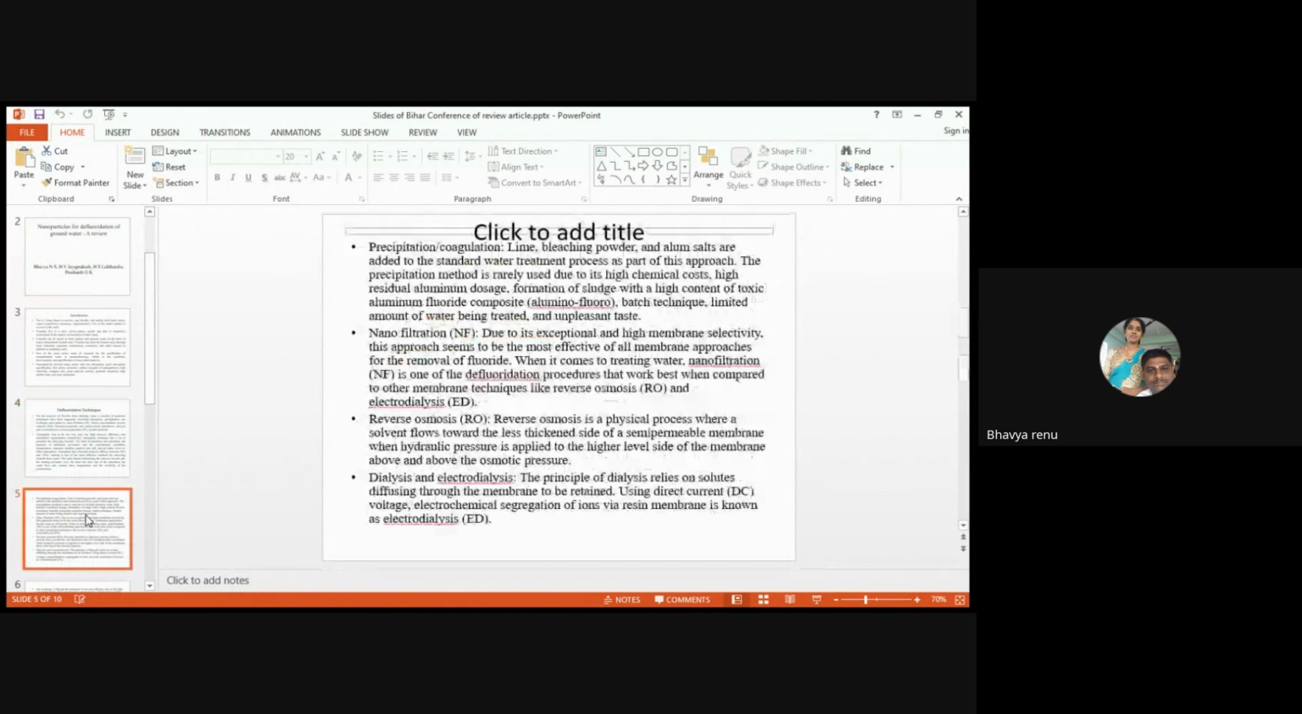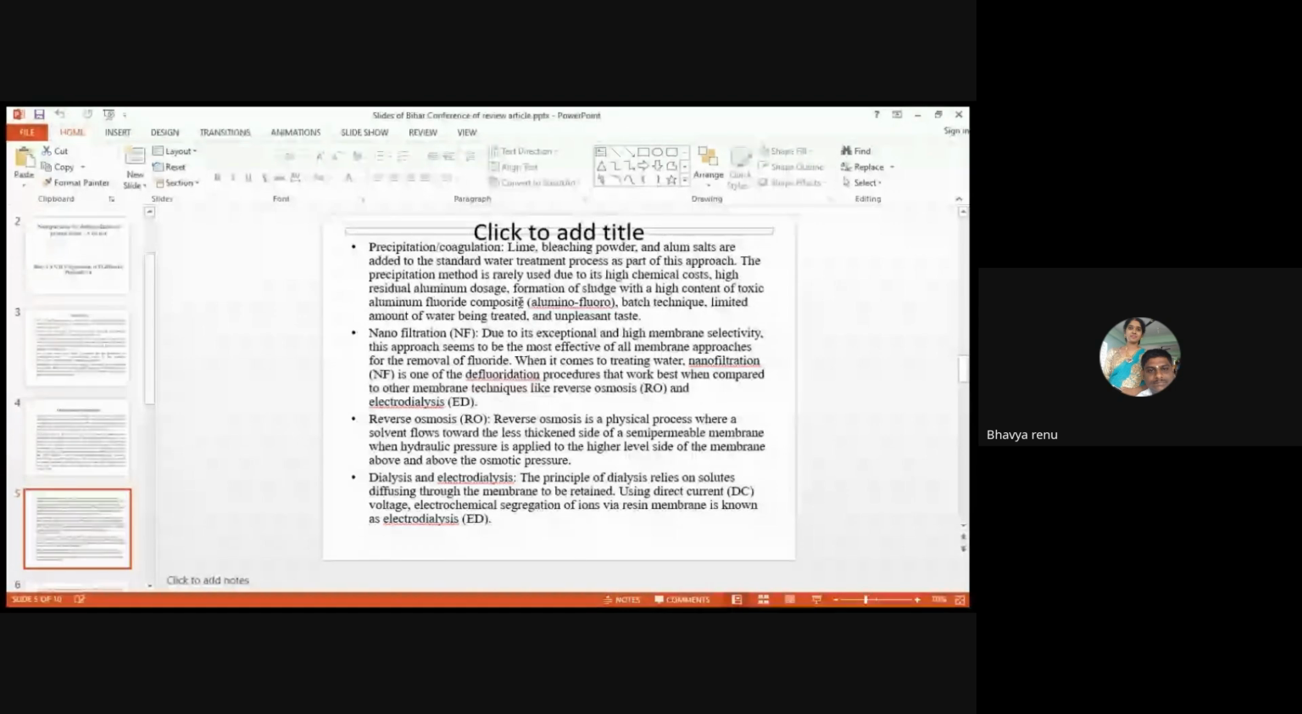The next process is precipitation. In precipitation, we use lime, bleaching powder, and alum salts. We add all these to the standard water treatment processes as part of this approach. The precipitation method is rarely used due to its high chemical costs, high residual aluminum dosage, formation of sludge with a high content of toxic aluminum fluoride composite, batch technique, and limited amount of water being treated.